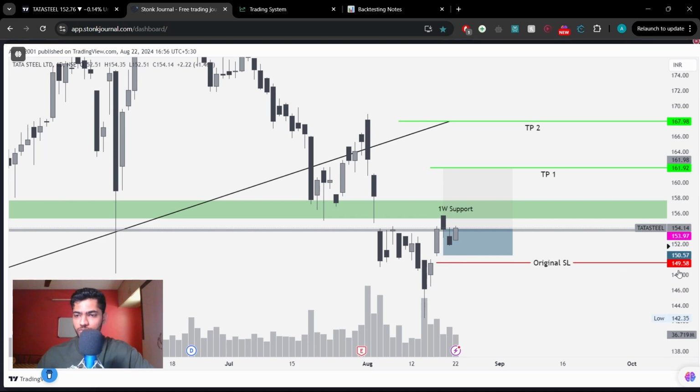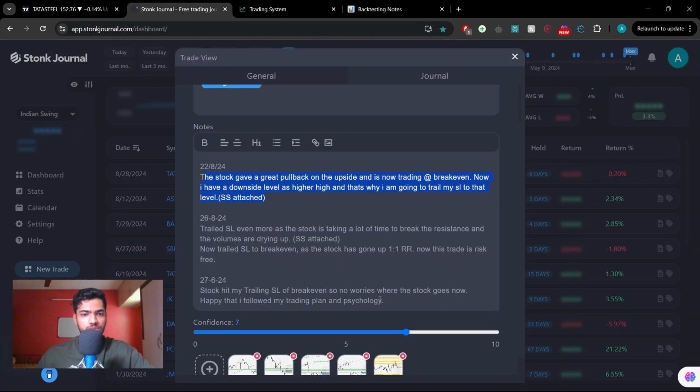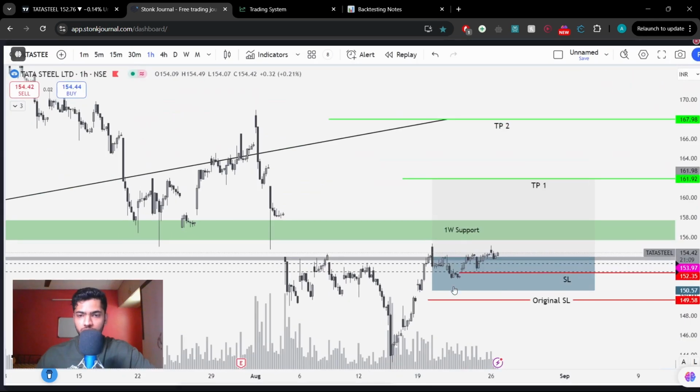My original SL was 149.59, and my trailing SL was now 150.57. So I trailed my SL by approximately 1 rupee, right? Then what did the stock do? The stock moved to a higher high, right? So this was a new higher low and then another higher low, so I trailed my SL even more.